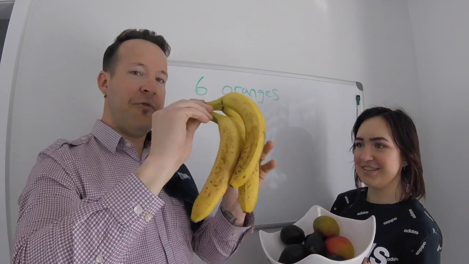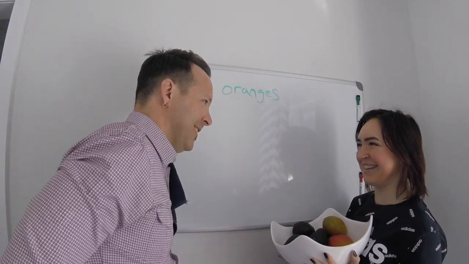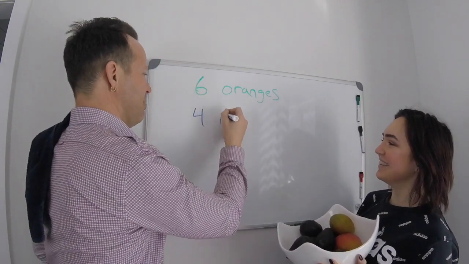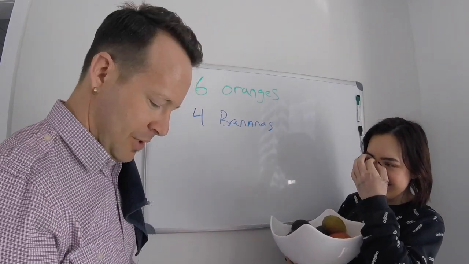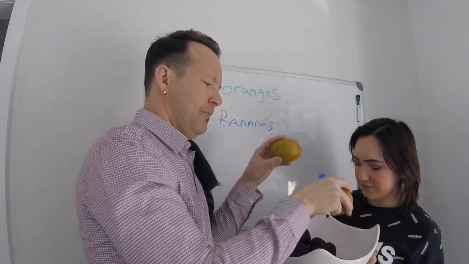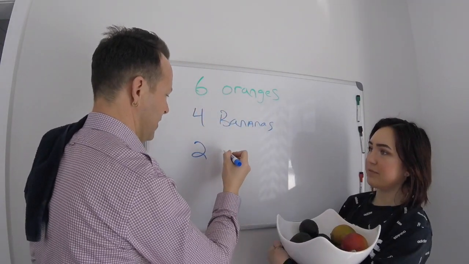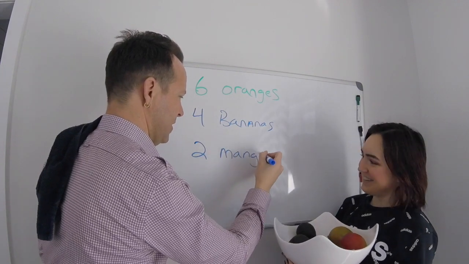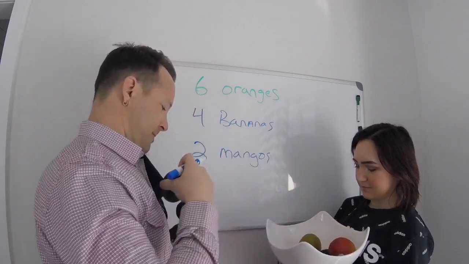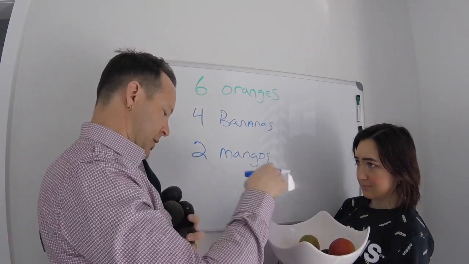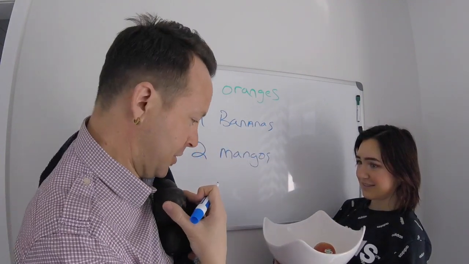Alright, bananas, we have 4 bananas. Alright, we have 2 mangoes. 8 avocado. Mangoes. And we have 1, 2, 3, 4, 5, 6, 7, 8 avocados.